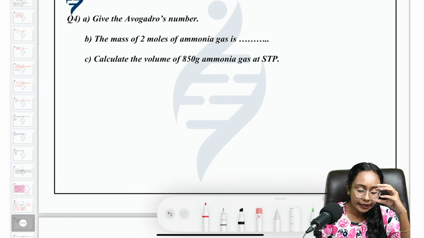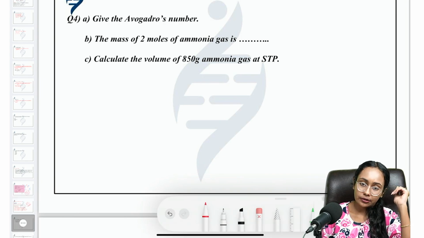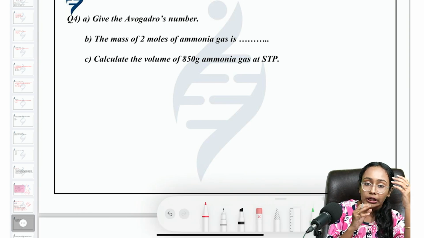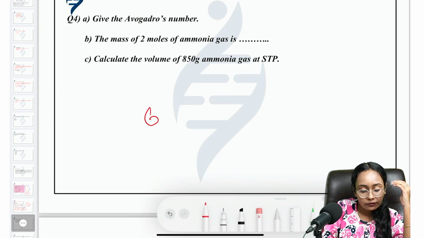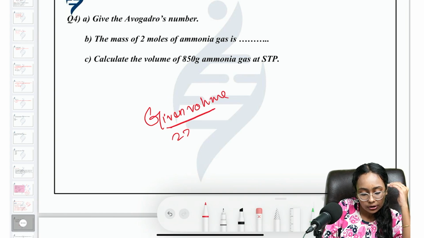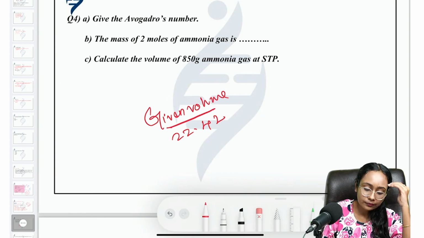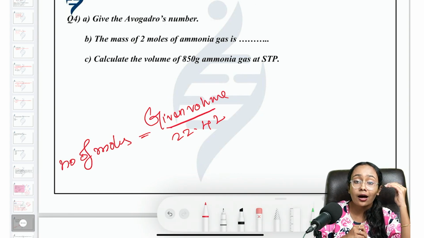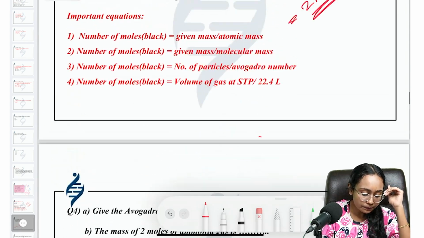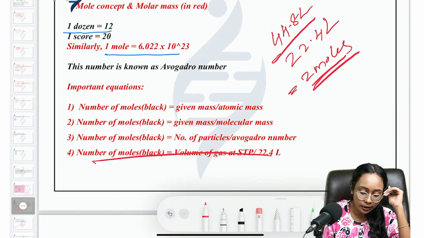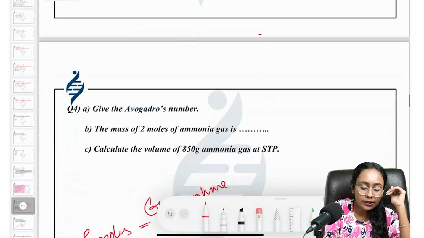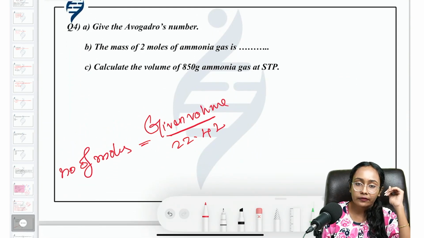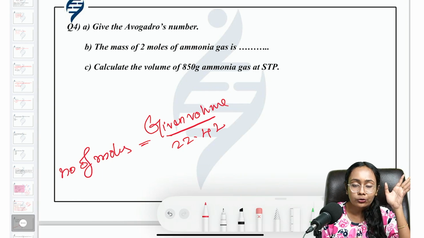Now, moving on to the next sub-question. Calculate the volume of 850 gram ammonia at STP. At STP, you need to know the equation to be used. That is, given volume divided by 22.4 liters equals number of moles. This was the last equation we studied right now. Number of moles equals volume of gas at STP divided by 22.4. The same equation is given here.